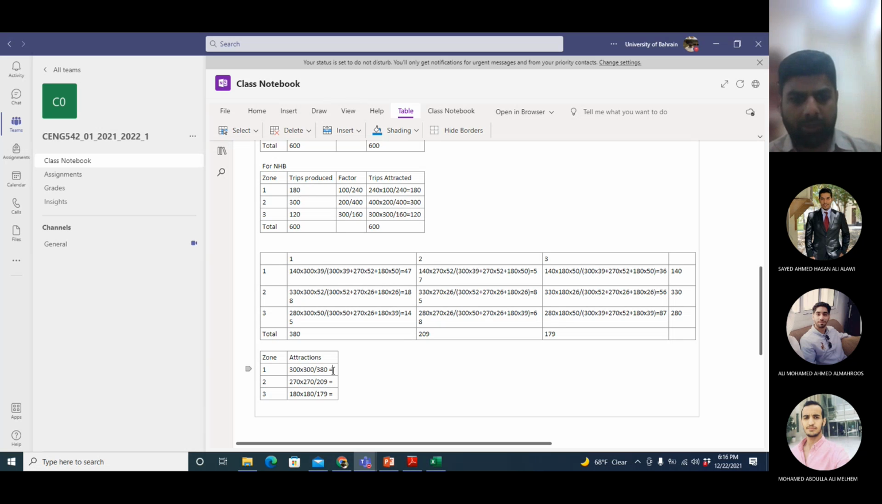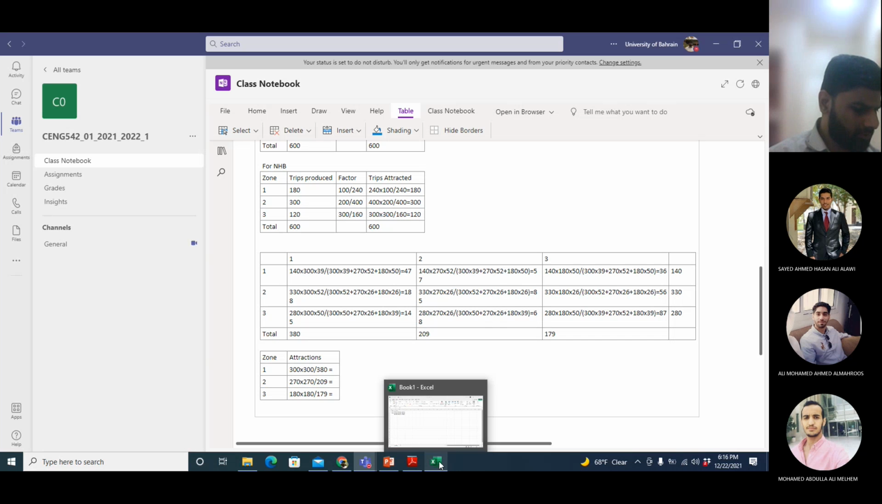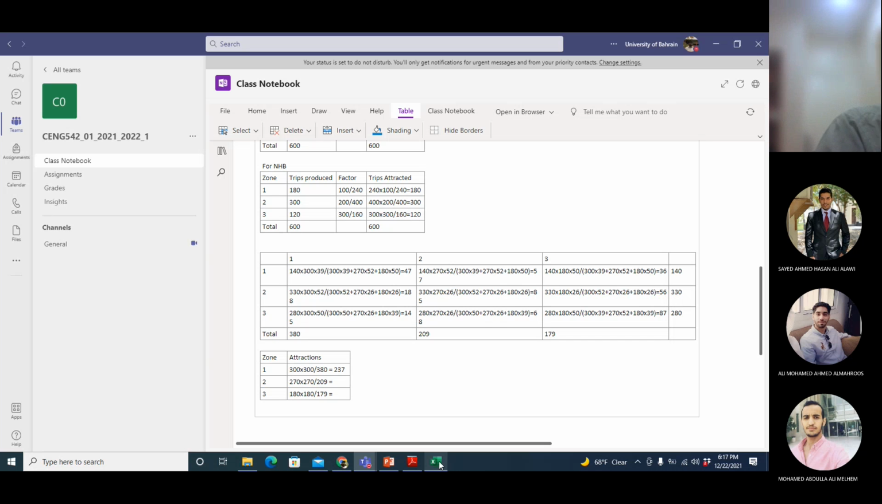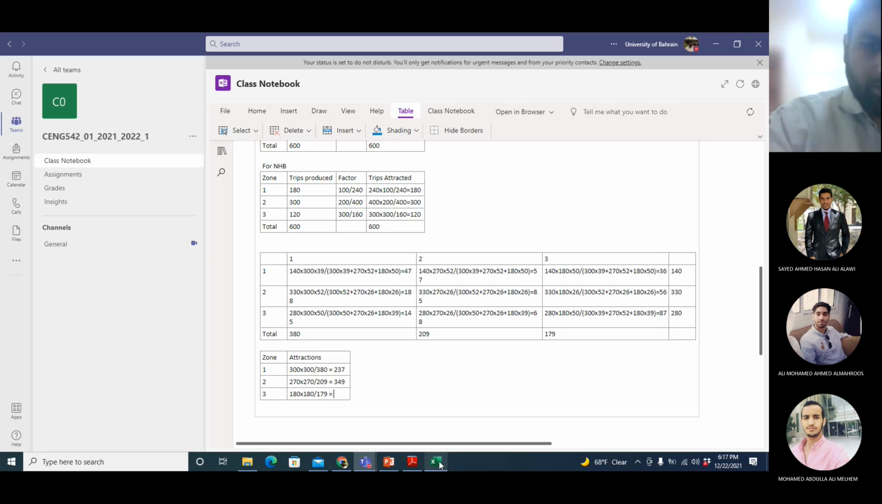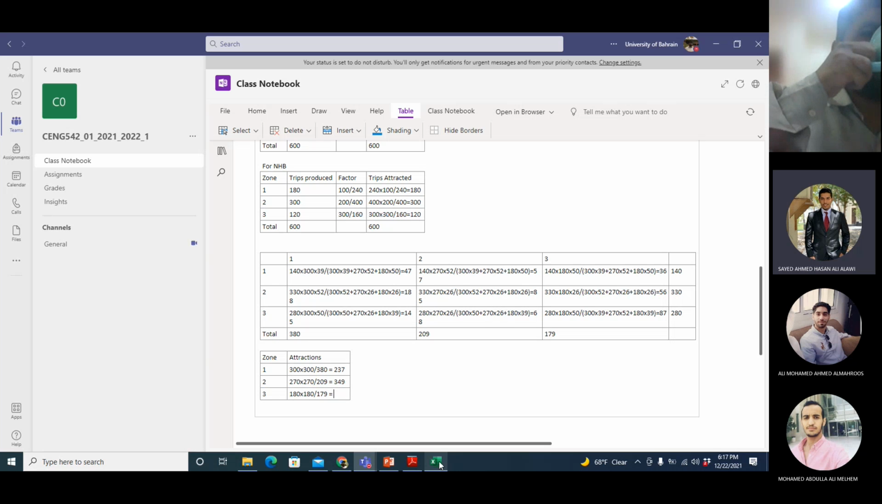Okay, so now these are the new attractions. Then the new attractions will be 300 into 300 divided by 380. How much is that now? 237. Okay, 270 into 270 divided... 349. Okay, the last one. 181.